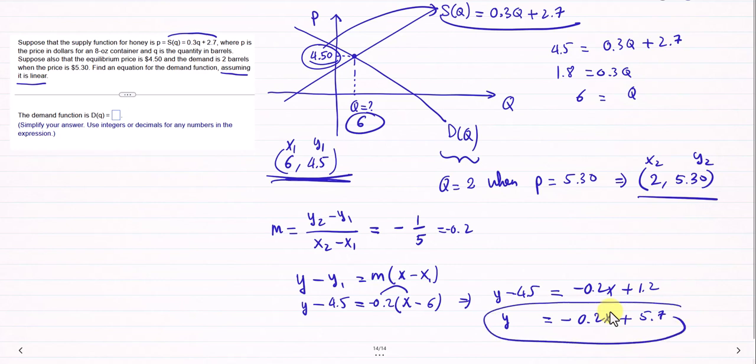But then don't forget that your y value is the price. This is the y value, this is the x value. So the y is actually the price, and the x is actually your Q. You need to write that in the correct notation. And the price in this case is the demand D of Q. So your equation should be D of Q equals minus 0.2Q plus 5.7. And that is how you find your demand function for this problem.